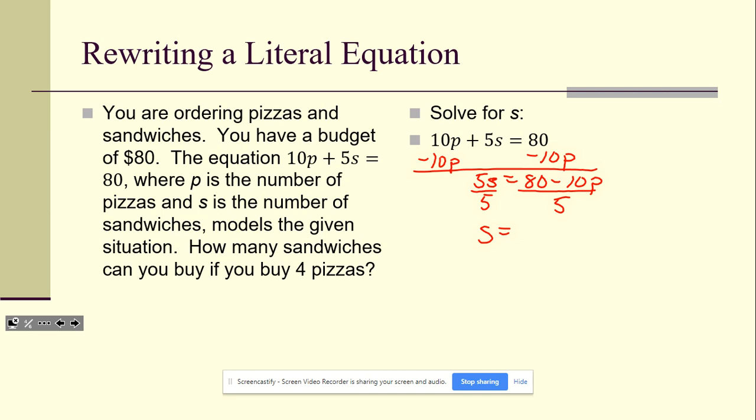And s is equal to, and again, you can leave it just like it's written, 80 minus 10p over 5. Or if you feel the need to simplify it, remember that the 5 goes with both the 80 and the 10p. So we would need to divide the 80 by 5 and the negative 10p by 5, which would give us 16 minus 2p. So either s equals 80 minus 10p over 5 or s equals 16 minus 2p. Either one of those works.